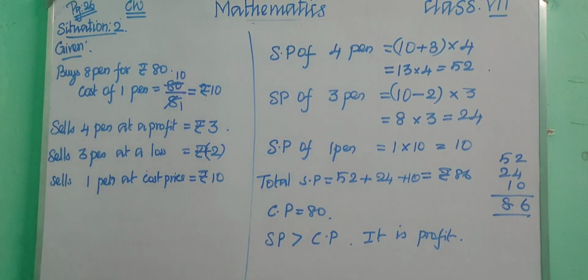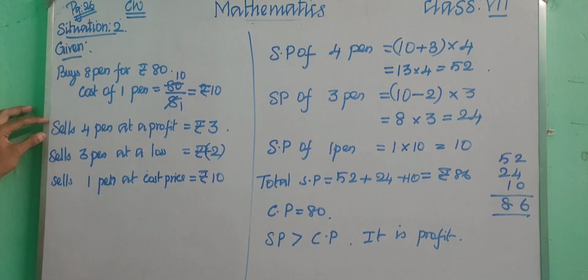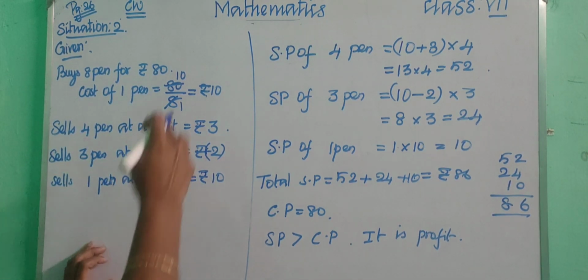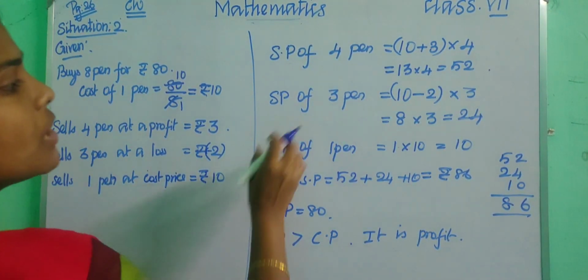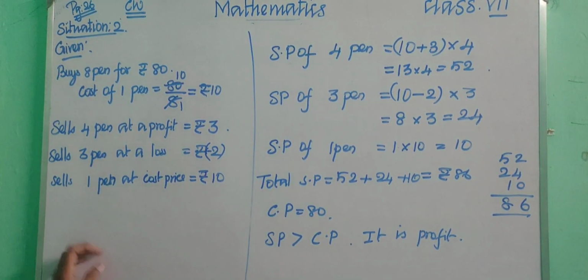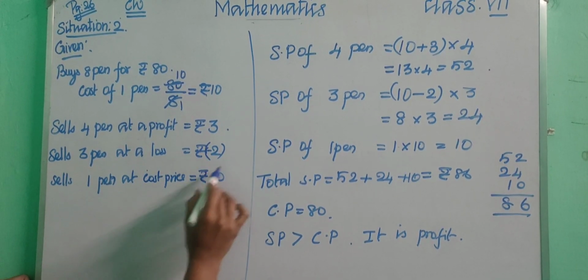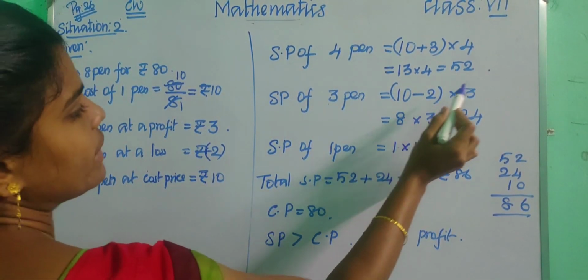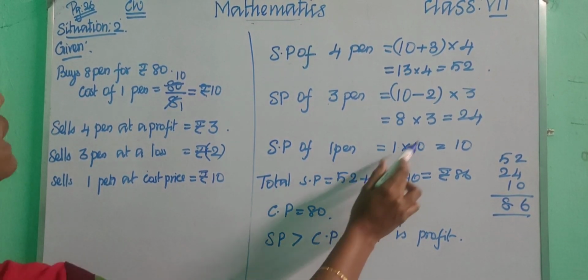Okay, children. So first of all, read the question and write the given. And then we have to find the selling price for all these. Selling price of 4 pens. It has a profit. Profit is 3. So 10 plus 3 into 4. And then selling price of 3 pens. The cost price is 10. It is the loss, right? So loss of minus 2. So 10 minus 2 into 3. Number of pens is 3. And then selling price of 1 pen. The same cost price, that is 1 into 10, that is 10.